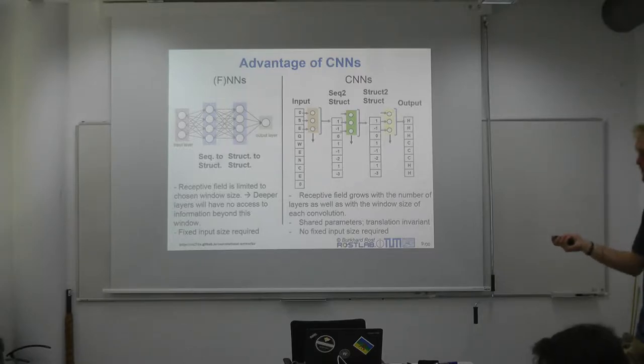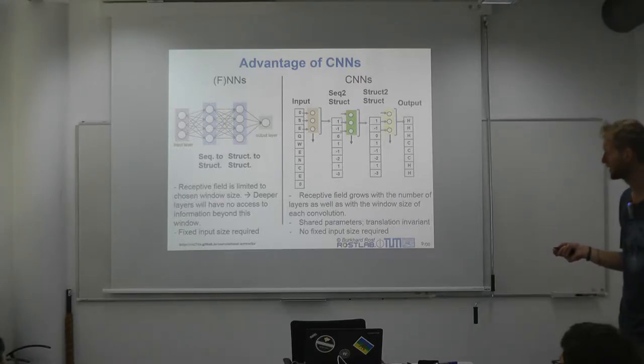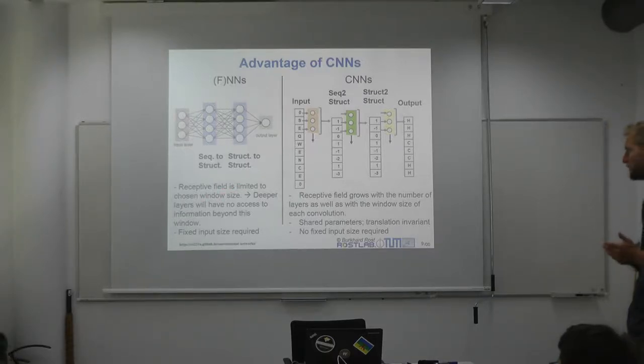So basically this is also what I wanted to talk about. For the normal feed-forward neural networks, you have a receptive field which is always limited to the chosen window size, and deeper layers, no matter how many of them you stack, will always only have access to the information within this predefined window size. So if we say at the beginning we want a window of size 13 for our proteins, you will never be able to observe something beyond this window, of course, because you fragmented it previously like this.